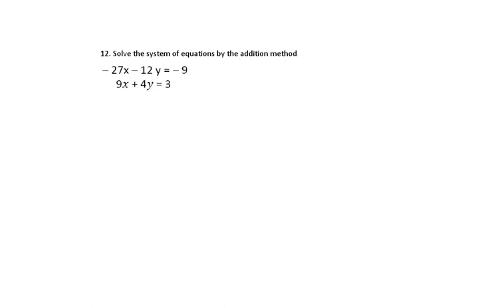Alright, 12. So for 12, I would like for x to go away. And right now, it can't go away. But you know what I'm going to do? I'm going to multiply the bottom row by 3. So you get positive 27, positive 12y, and equals positive 9. And I'll keep the top the same.